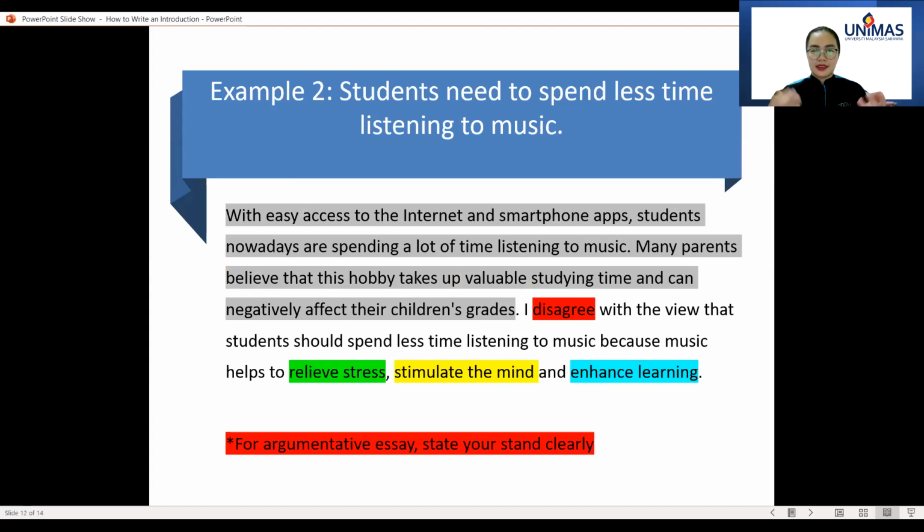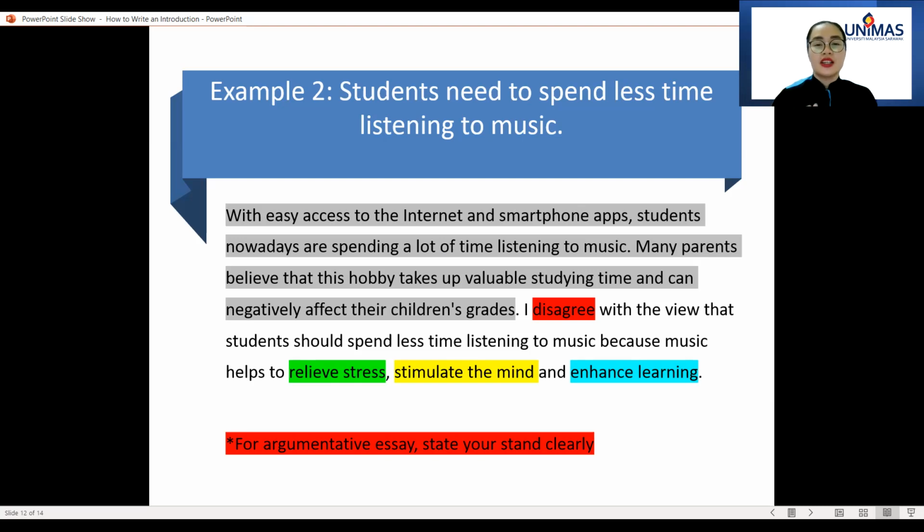All right, again, the same question as the previous one. Students need to spend less time listening to music. Okay, the author first talks about the general situation nowadays, how it's easier to access music because of our smartphone apps like Spotify, YouTube, and so on. And in the third sentence, the author is giving his or her thesis statement.